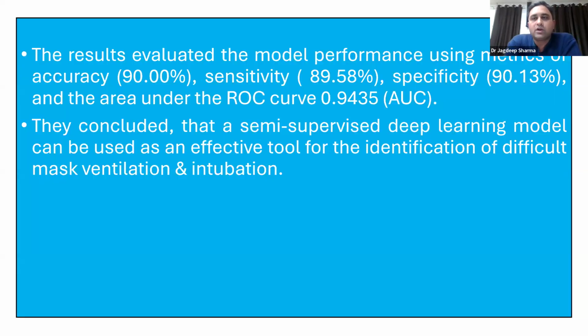And what did they find out? That the AI algorithm provided results with an accuracy of almost 90%, sensitivity to find true positives of 89.58%, and specificity of 90.13%. The area under the receiver operating curve was 0.94. So they concluded that a semi-supervised deep learning model can be used as an effective tool for identification of difficult mask ventilation and intubation.